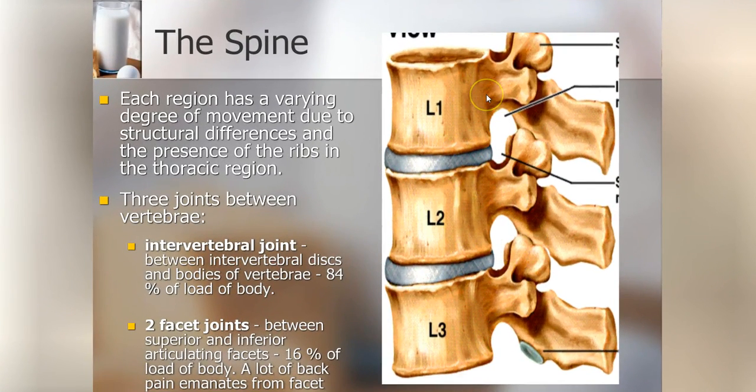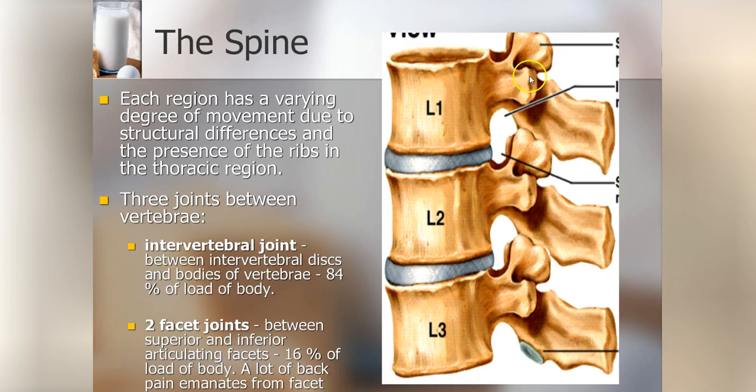The structure of the spinal vertebrae differs depending on where in the vertebrae they sit. We're looking at some lumbar vertebrae in this picture here. You can see L1, 2, and 3. The bodies of the vertebrae are these thick cylinders, and they're designed to take the majority of the force that is put through the spine. You can see here that 84% of the load of the body is supposed to go through these bodies, and that force is somewhat dissipated by these spinal discs that you see here, known as intervertebral discs. So they cushion and absorb some of that shock.